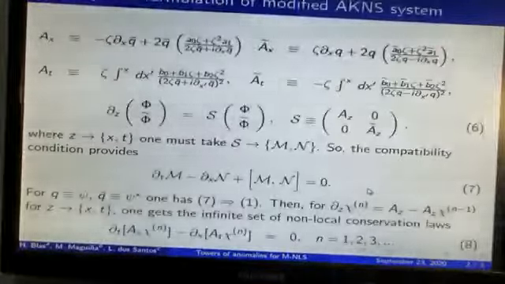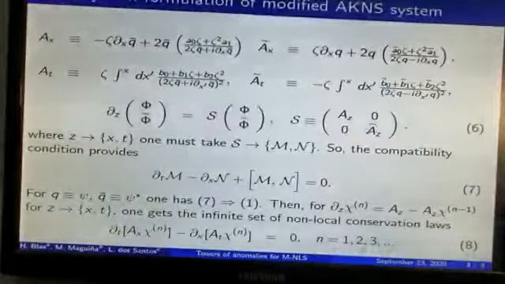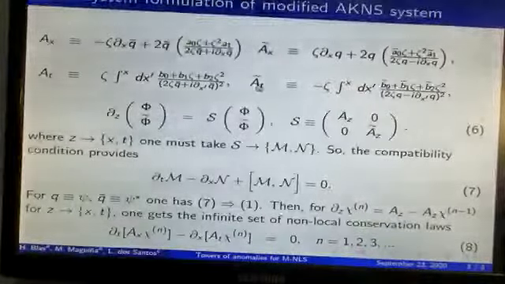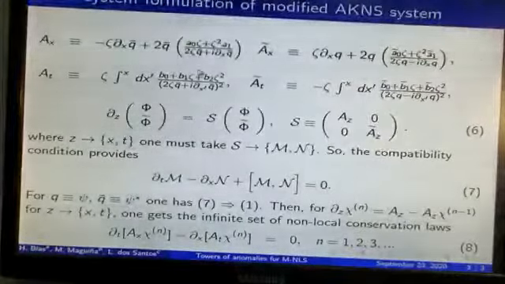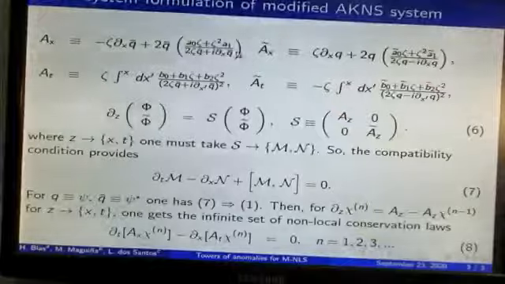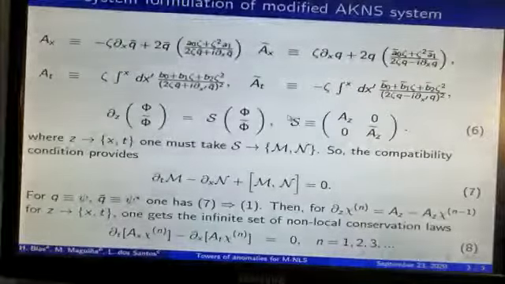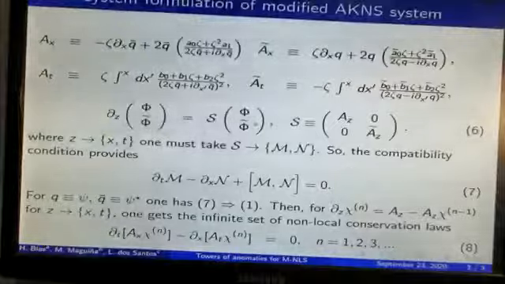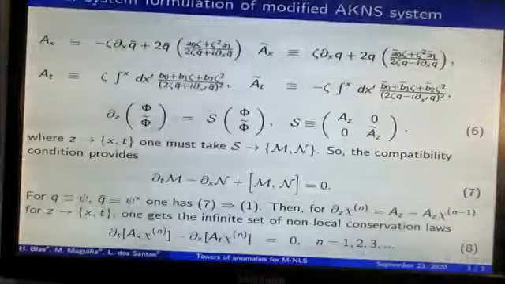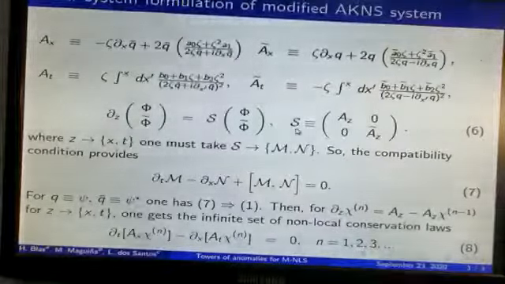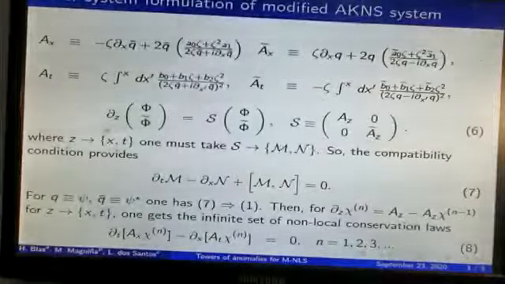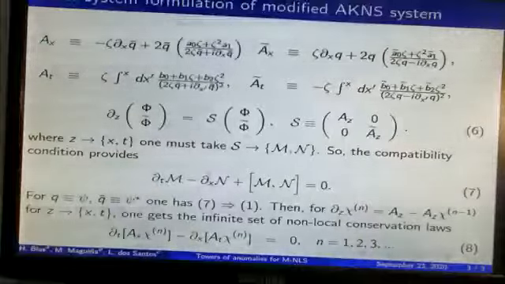The next slide presents the linear system formulation of the model. Here a_x, a_t, a tilde x, a tilde t are potentials. Q and q bar are the fields of the model. a0, a1, b0, b1 are auxiliary functions. So one writes this linear system of equations in which phi and phi tilde form a vector. This S is a diagonal matrix, so that one can establish this zero curvature equation.